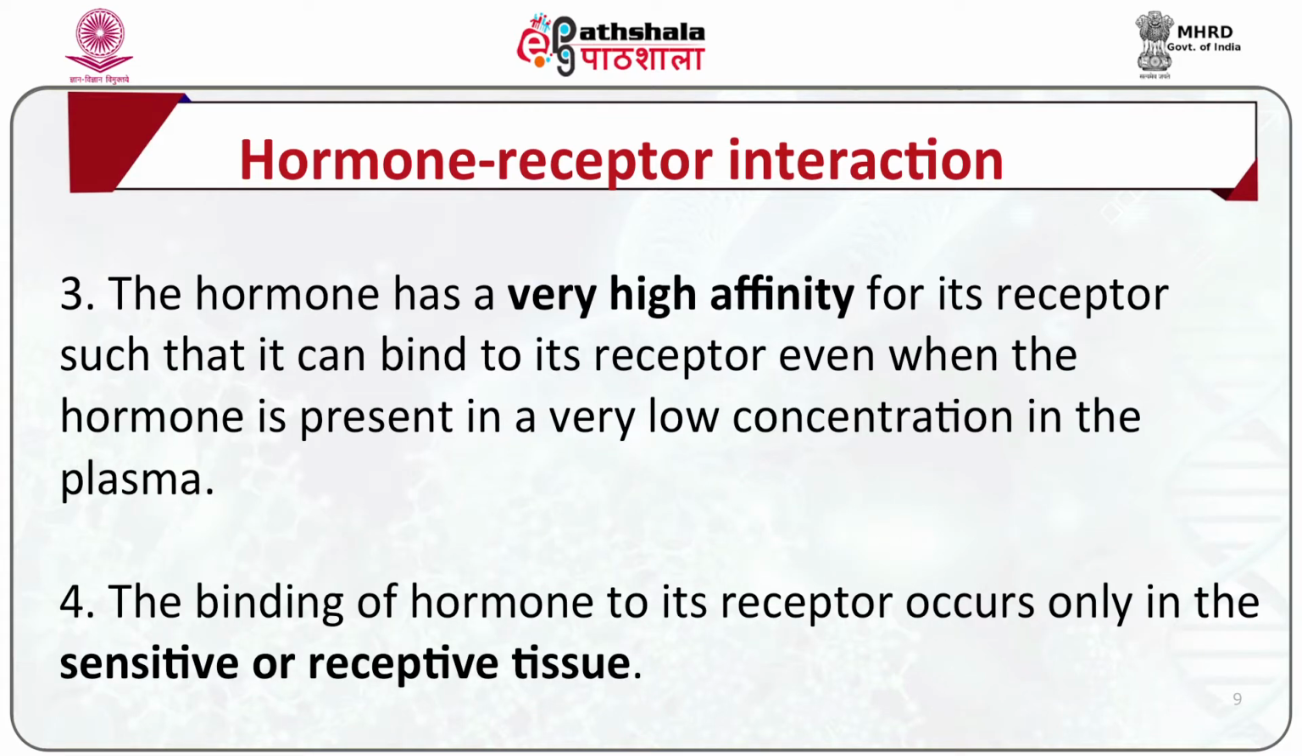The hormone has a very high affinity for its receptor, such that it can bind to its receptor even when the hormone is present in a very low concentration in the plasma. The binding of hormone to its receptors occurs only in the sensitive or the receptive tissue.